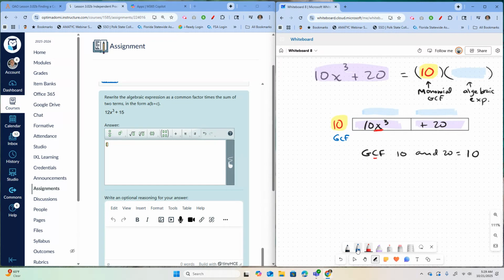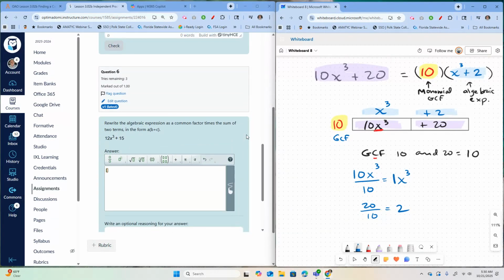Now, how do we find the parentheses in blue? I'm going to find the tops of the boxes. So I'm going to take what is inside the first box, 10x to the 3rd. I'm going to divide it by 10, the GCF. 10 divided by 10 is 1. We keep the x. But when you write your answer, I'm not going to include the 1 that is multiplying the letter. I'm just going to write x to the 3rd. Then I'm going to take the second box, what is inside. I'm going to divide by 10. And 20 divided by 10 is 2. So I'm going to write here plus 2. So there goes what goes inside the second parenthesis. Okay. Let's go to problem number 7.